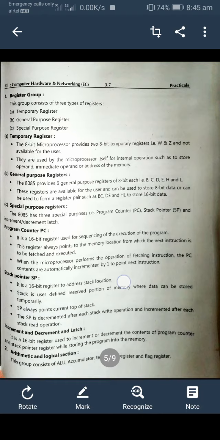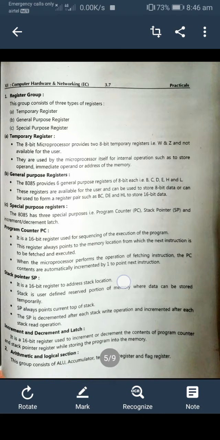Special purpose register. 8085 has three special purpose registers, that is program counter PC, stack pointer SP and increment decrement latch. Program counter PC is a 16-bit register used for sequencing the execution of the program. This register always points to the memory location from which the next instruction is to be fetched and executed. When the microprocessor fetches an instruction, the PC content is automatically incremented by 1 to point to the next instruction.